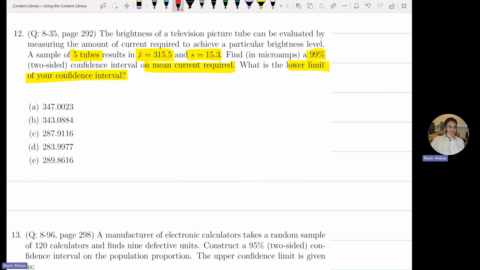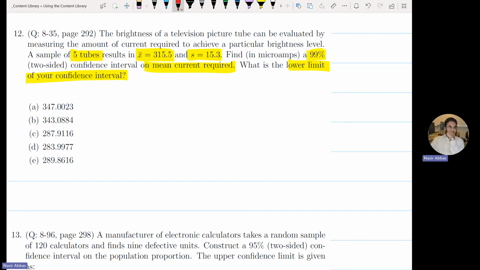Will you use a Z-based interval or T-based interval? T-based. Why? No, not because S is given, because sigma is not given. What if you have a question where sigma and S both are given? You will use sigma, of course, you will use the bigger information. So here you are supposed to use a T-based interval because population standard deviation is unknown.